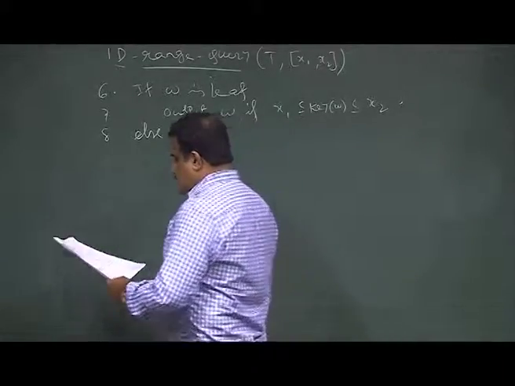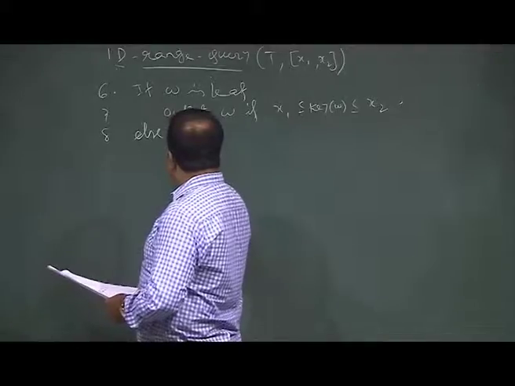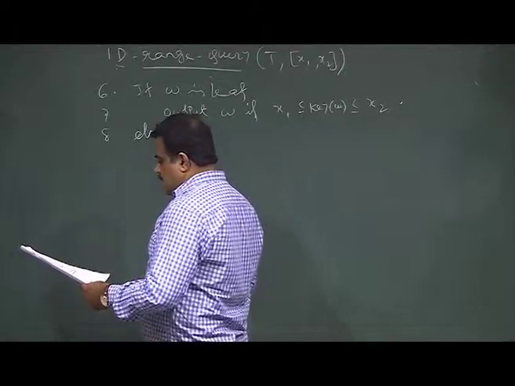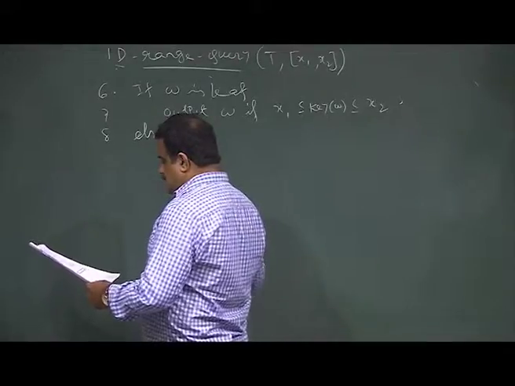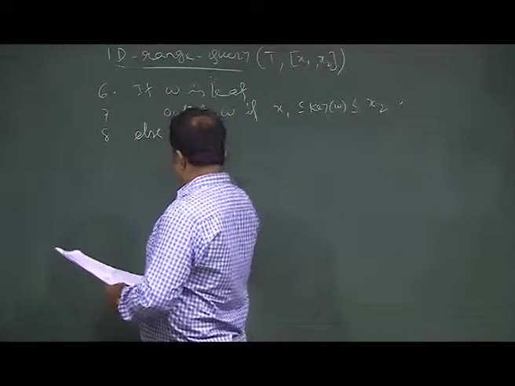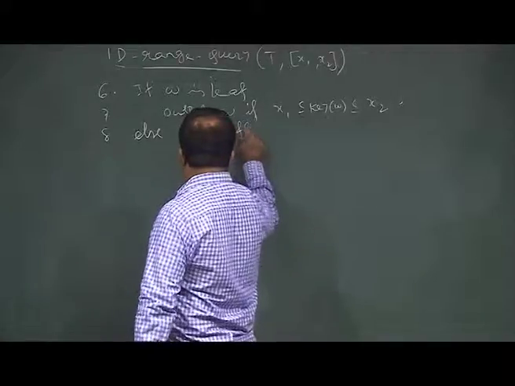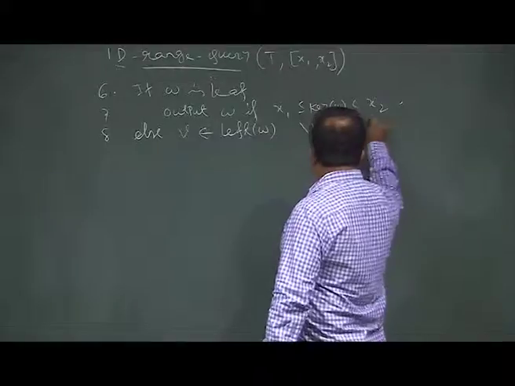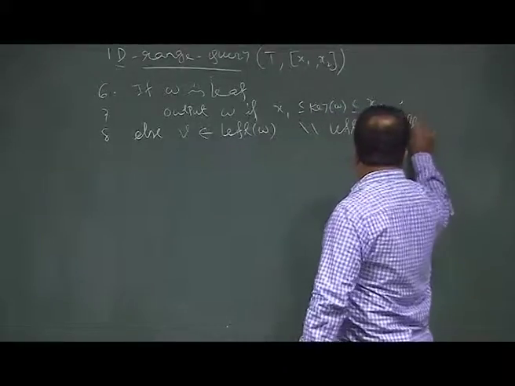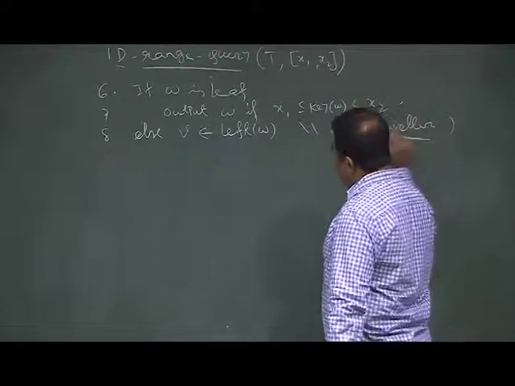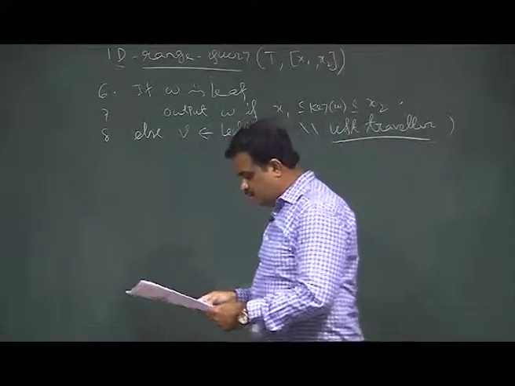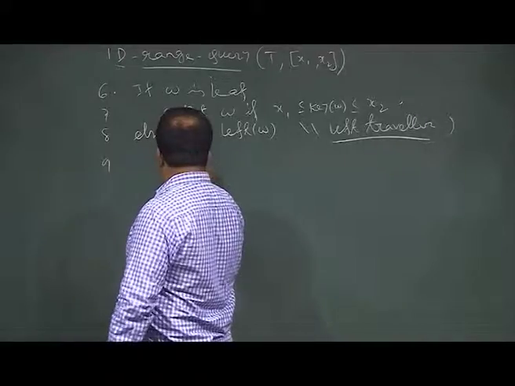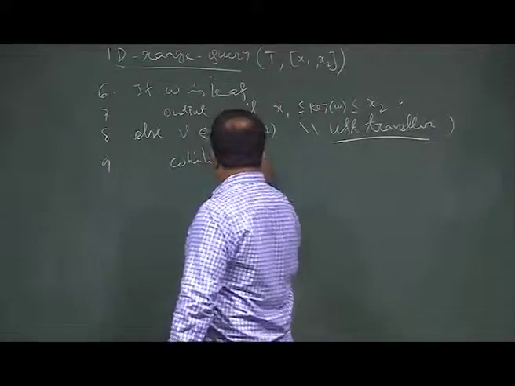Suppose we go to the left, then V is basically left of W. This is the left traversal. Similarly, we have to do the right traversal also, but we will not show it. Okay. Then we continue while W is not a leaf.